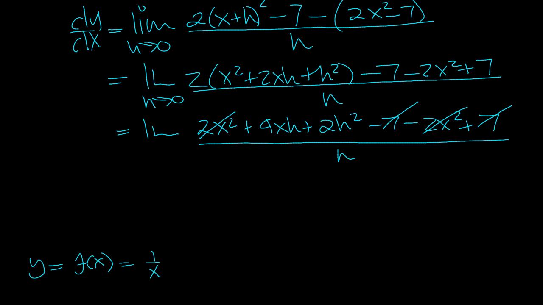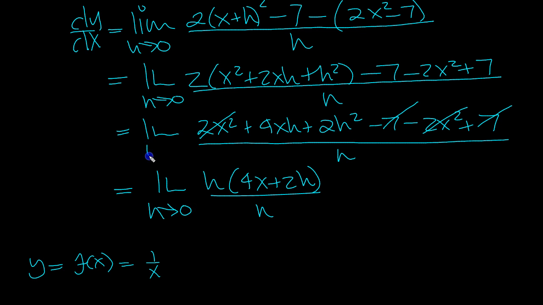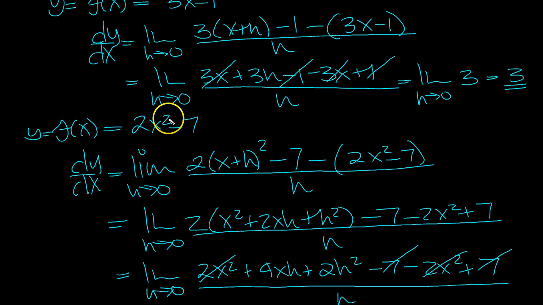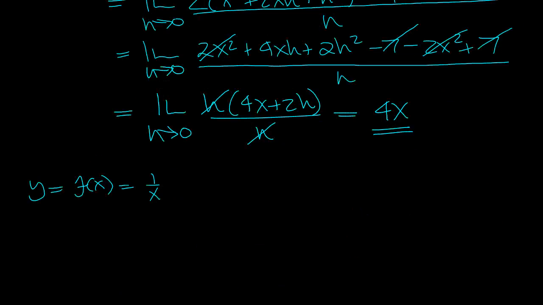So this is equal to the limit, take the h outside a bracket, h times (4x plus 2h) over h, as h tends to 0. So the h's cancel here and here. We get 4x plus 2h. As h tends to 0, this tends to 0, and just leaves the 4x. Which hopefully is what this differentiates to. Yeah, 4x to the 1, and the constant goes to 0.